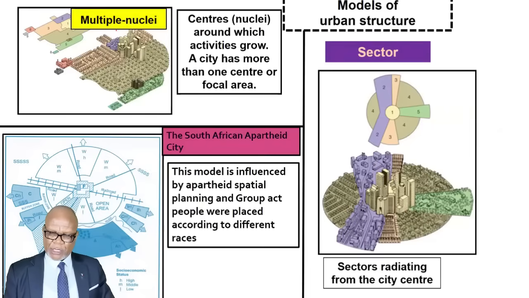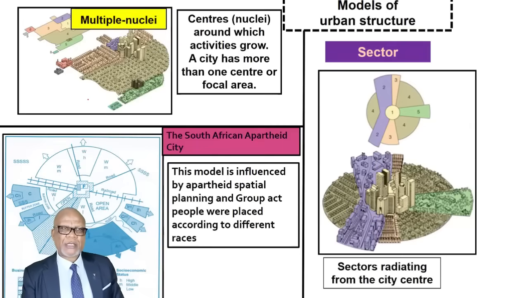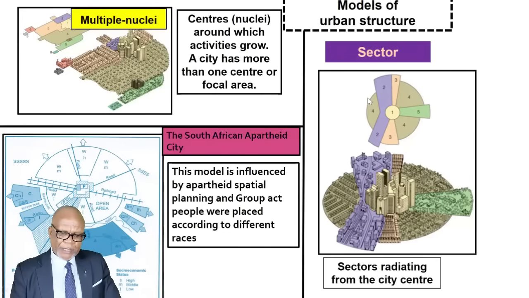And we have another model here, which is called the sector model. So what is this sector model indicating to us? The sector model is indicating that the city is built of different sectors, and all the sectors are radiating from the central point. So what is the multiple nuclei showing us? It's showing us that the city has more than one center. What is a sector model showing us? It shows us the land use zones are simply sectors, and they all radiate from the one central point, which is the CBD.